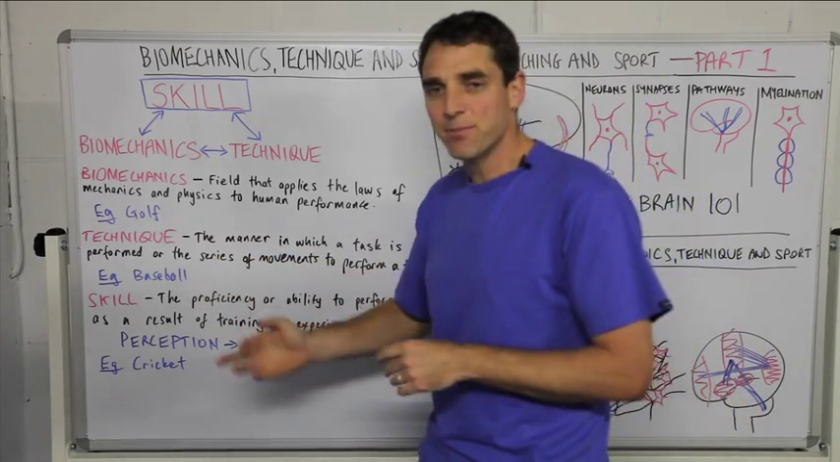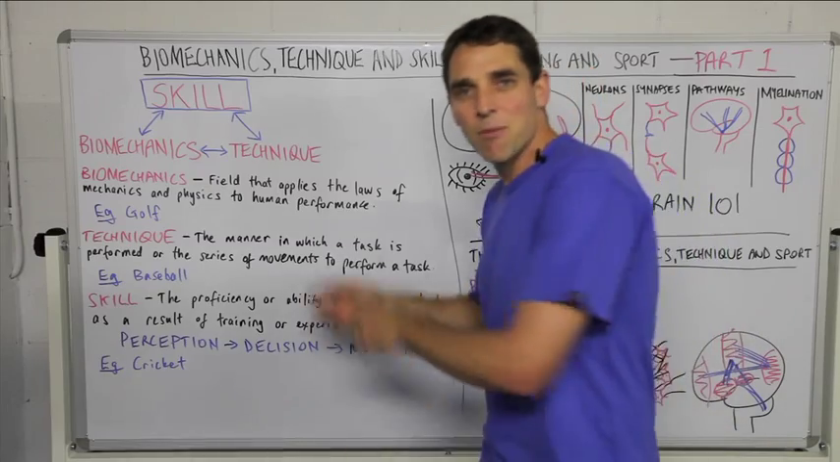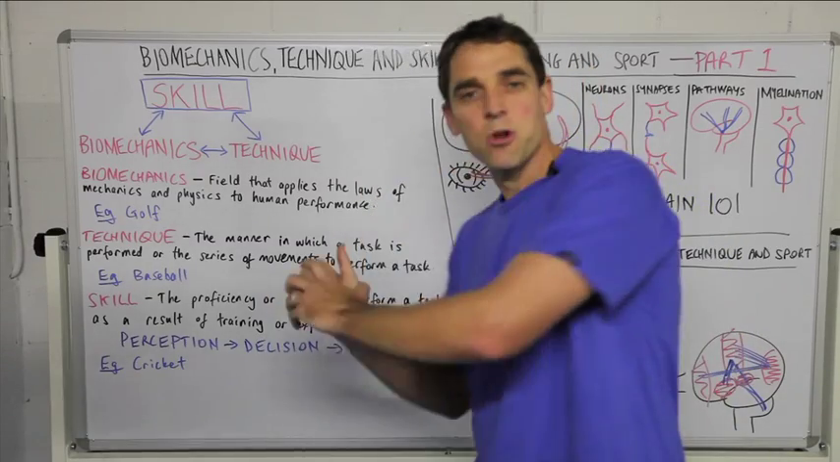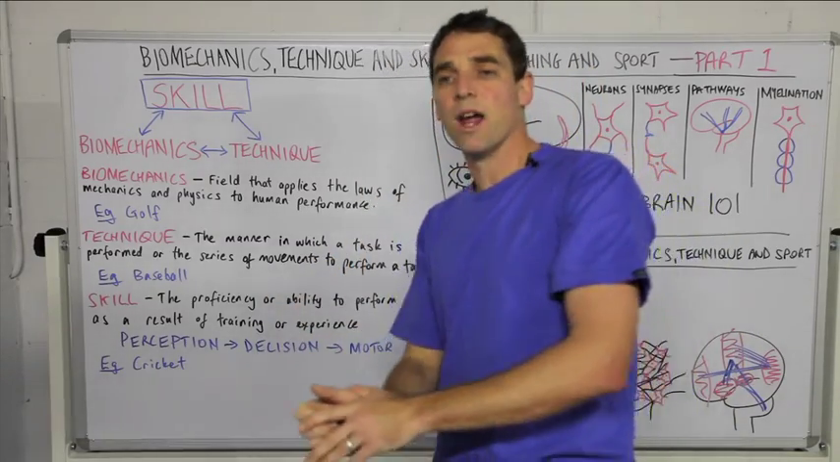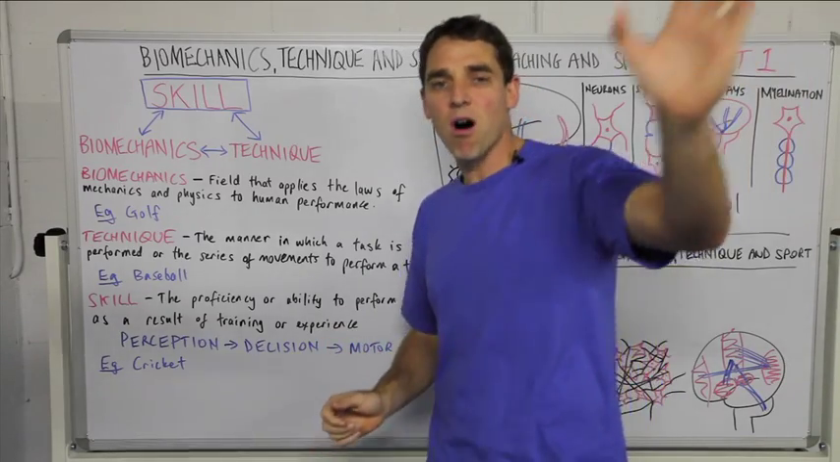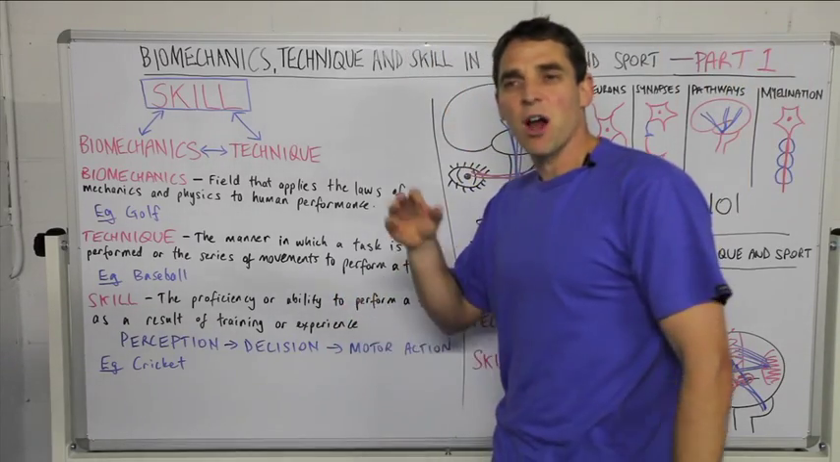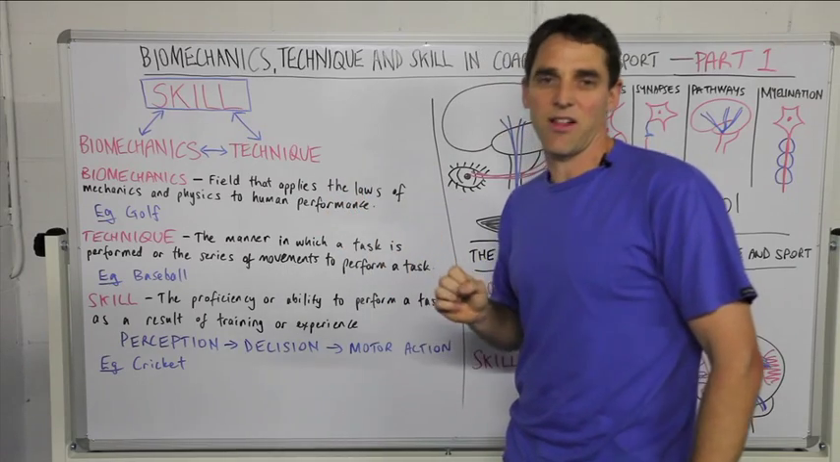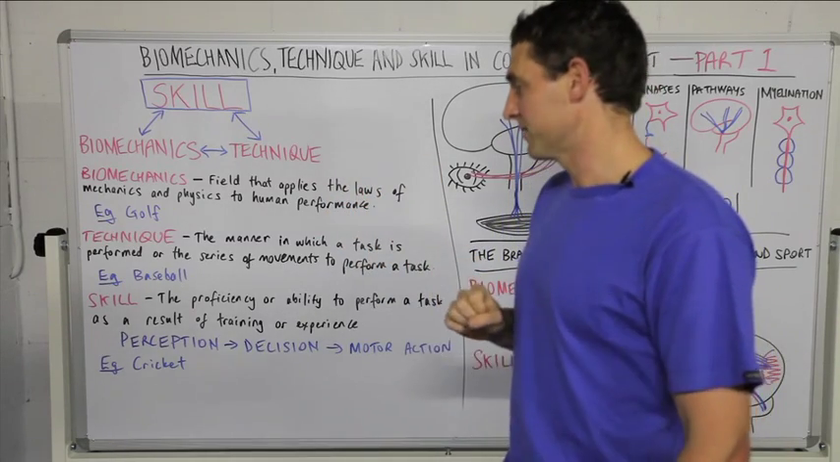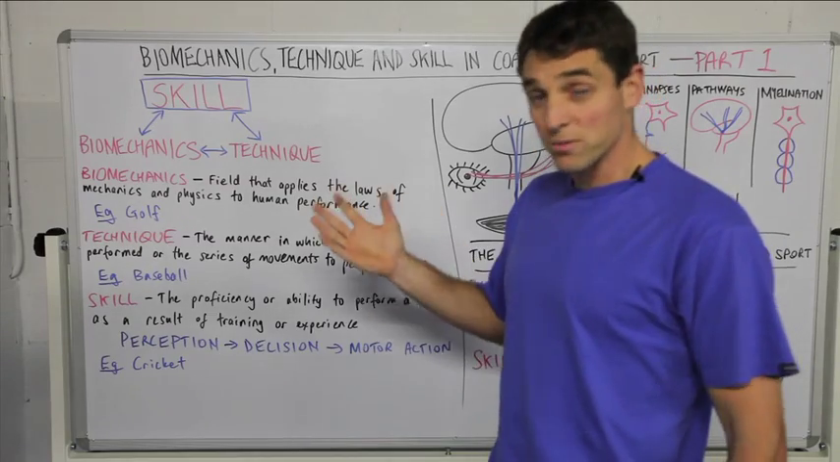So let's think about baseball this time. Someone who has a beautiful, smooth swing. When they connect, they hit the ball a mile, and people will look at it and go, that's a lovely smooth swing. So now let's move on to skill.